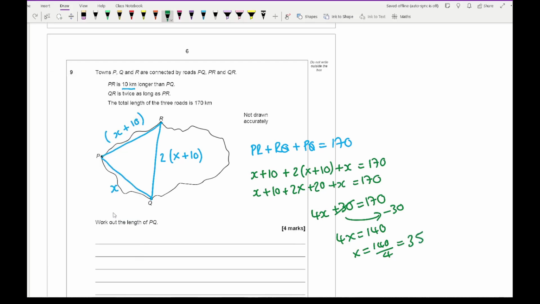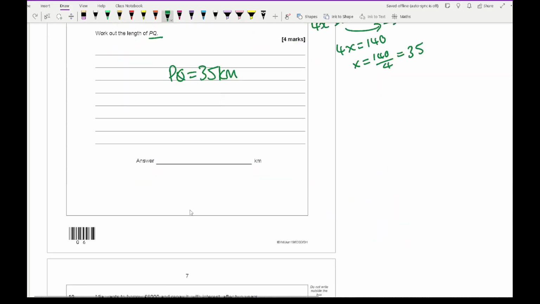Now just to go back to the question, it's asking me to work out the length of PQ, and PQ is just x, so PQ equals 35 kilometers. And if I go down to where it is, I'll write down 35 there.